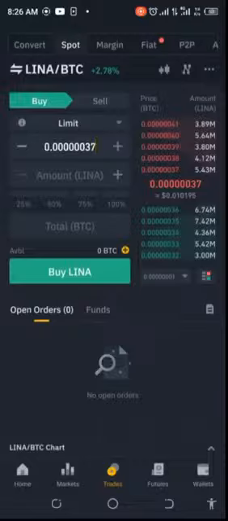But the truth of the matter is, whether you go through with the triangular arbitrage or you go through with the spot trading, make sure, number one thing, that you make profit.